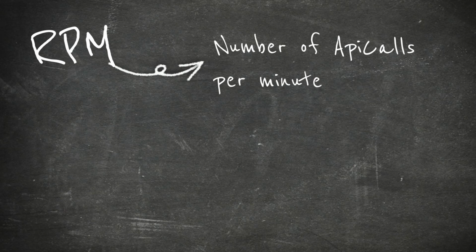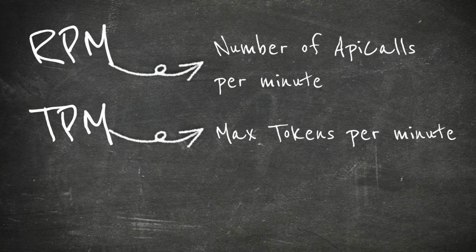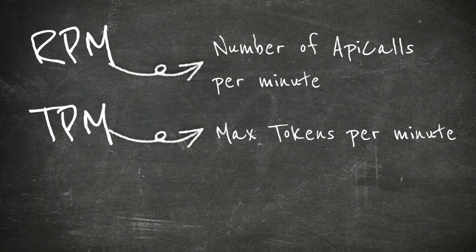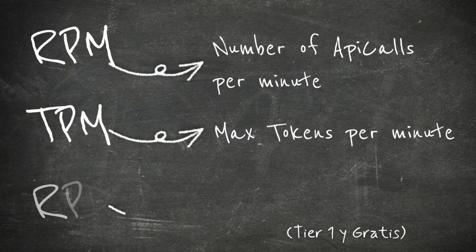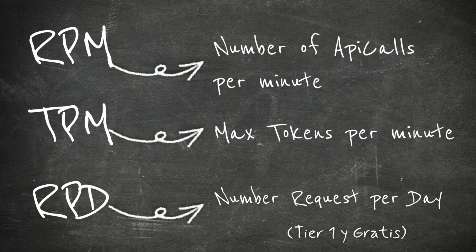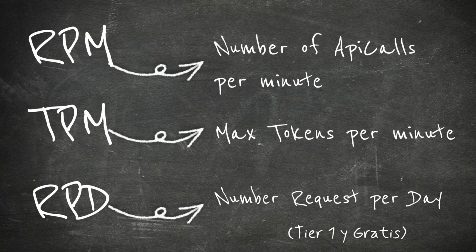Requests per minute, or RPM. This is the number of API calls you can make in a single minute. Tokens per minute, or TPM. This is the amount of text, measured in tokens, that you can process per minute. And for the free tier and tier 1, you have the RPD, the number of requests that you can make per day. If you hit any of these limits, you will be temporarily blocked from making more requests until the time window resets.